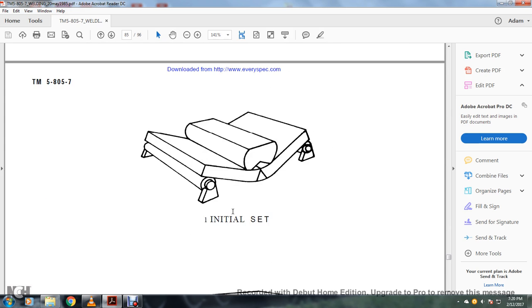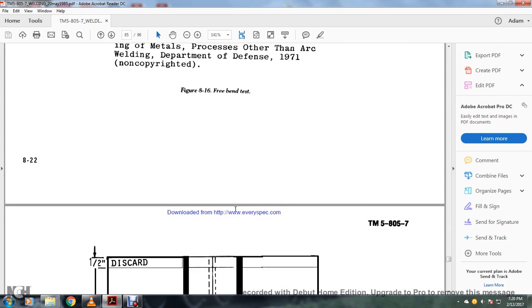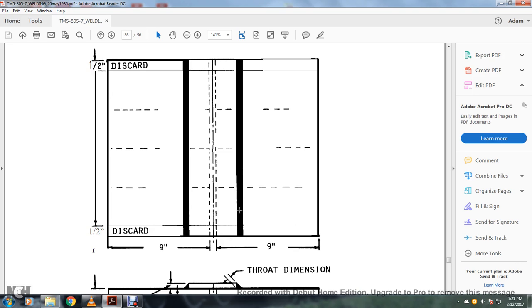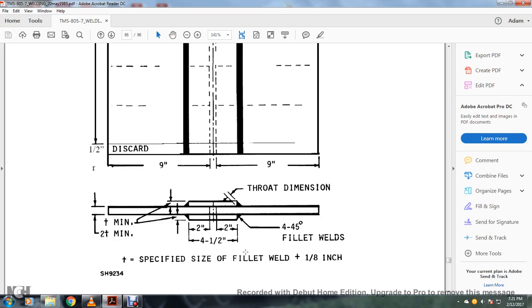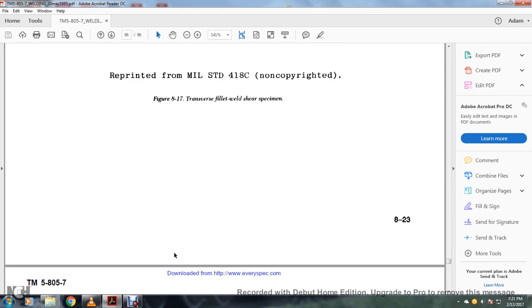Your initial set, your compression of the specimen, figure 8.17. This shows the throat and the specified size of the fillet weld of 1/8 of an inch, and 4/45 inch to the throat dimension. Figure 8.17, transverse fillet weld shear specimen.